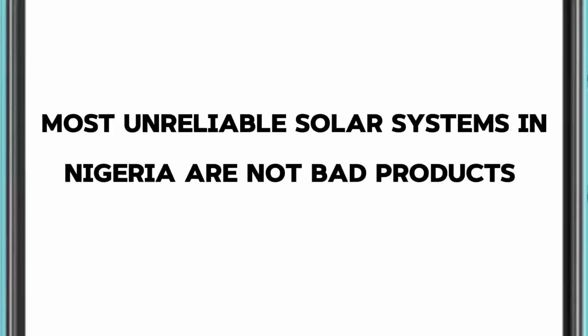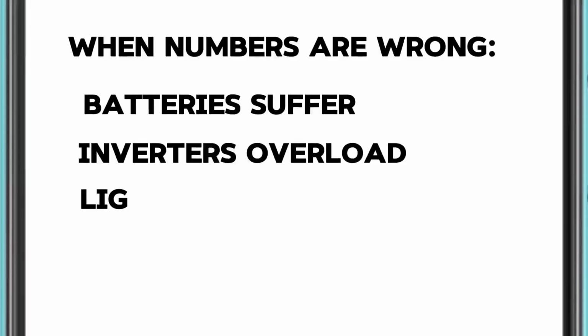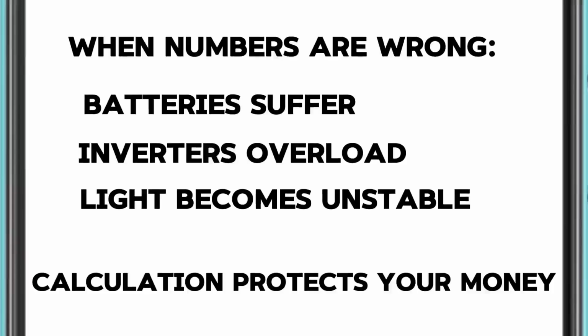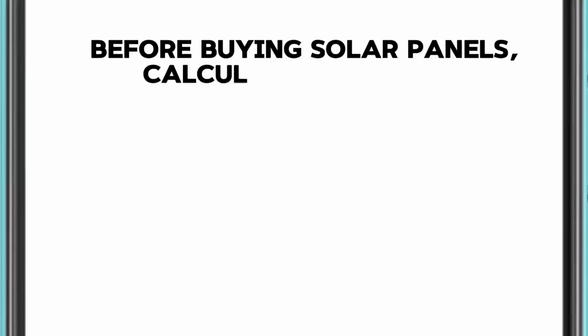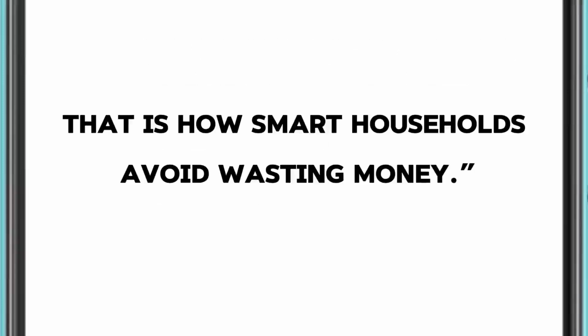Most unreliable solar systems in Nigeria are not bad products, they are bad calculation. When numbers are wrong, batteries suffer, inverters overload, lights become unstable. Calculation protects your money. Before buying solar panels, calculate your load. Numbers first, panels second. That is how smart households avoid wasting money.